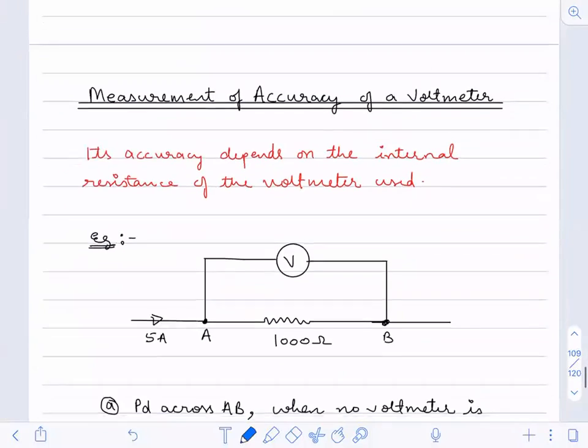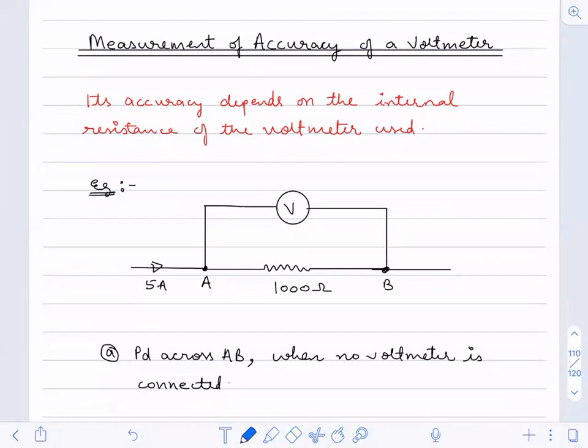Then we have to see the accuracy of the voltmeter. How can we increase the accuracy? It is said that accuracy depends on the internal resistance of the voltmeter. This thing we have already done, but let us see it again. Its accuracy depends upon the internal resistance of the voltmeter. Okay, now see how.